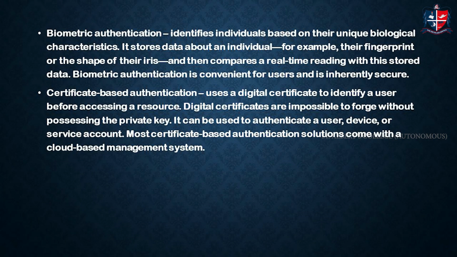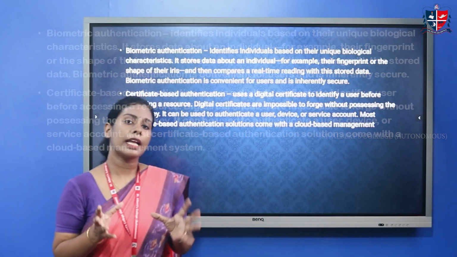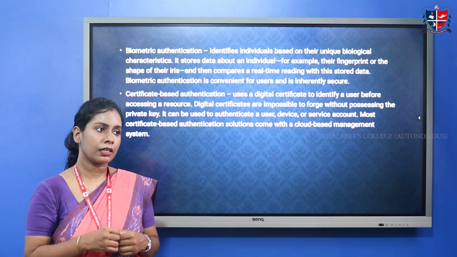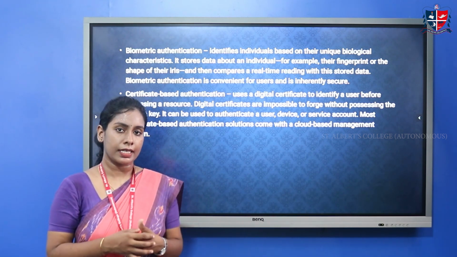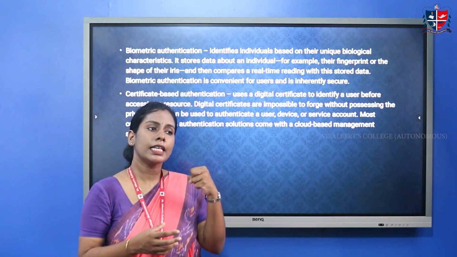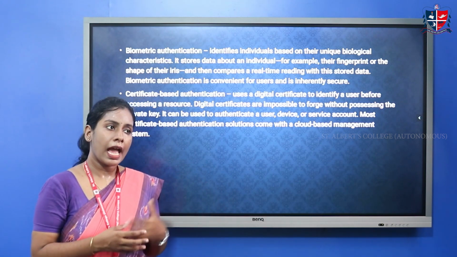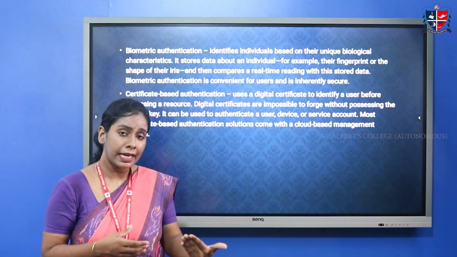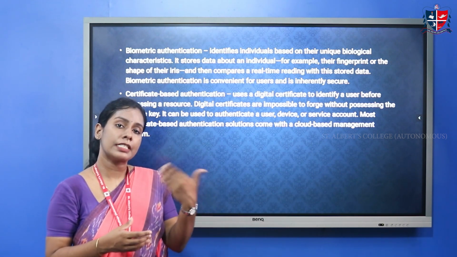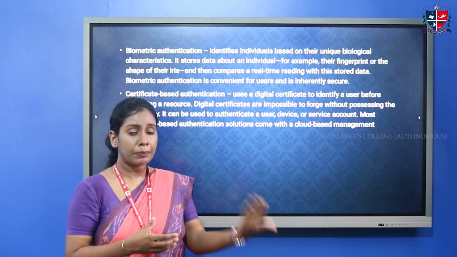Third one is biometric authentication. It is somewhat like a biological characteristic. The examples are fingerprints or shape of the iris. First, initially, the data about the individual is stored, and then a comparison happens. We compare this real-time data with the stored data, and if it is a match, then that person is authenticated.